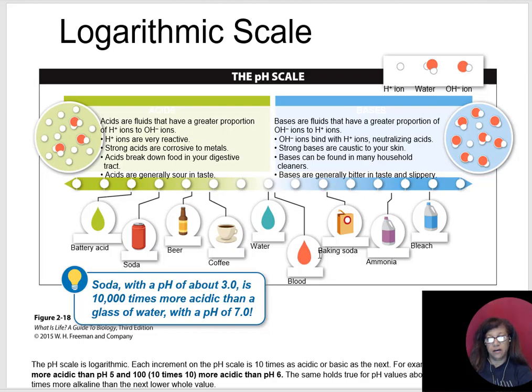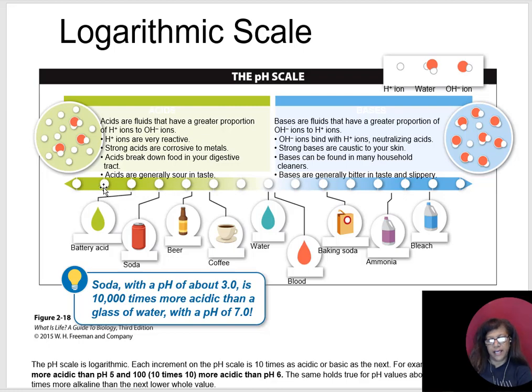That's neutral on the scale. So 7 is neutral. Anything less than 7 is an acid. Anything greater than 7 is a base. Now, let's take a look at some common items that you're probably familiar with here on the pH scale. We have battery acid, which is here much lower on the scale. Here we have water in the middle at 7. And then we go 7, 6, 5, 4, 3, 2, 1.